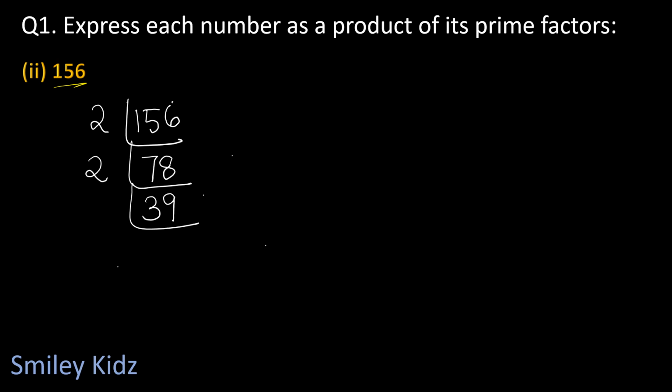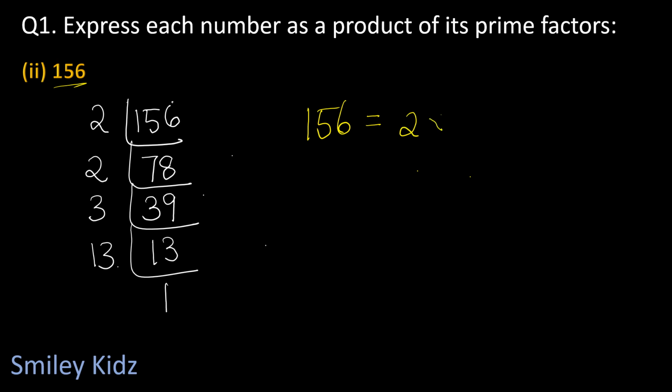Rather it is divisible by 3. So 3 times 13. And then we have 13. Now we also know that 13 is a prime factor. So 13 times 1. Now what will be my prime factorization of 156? Well, that's right. 156 is equal to 2 times 2 times 3 times 13.